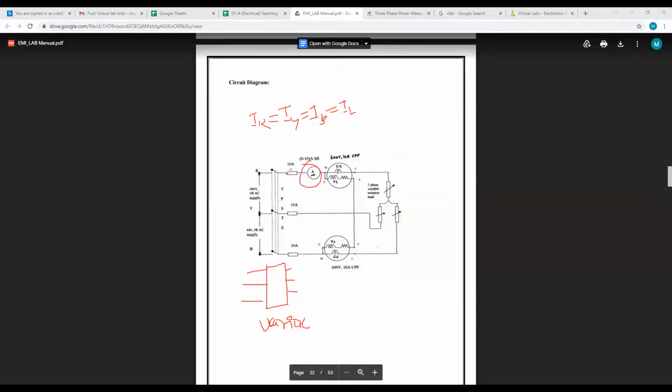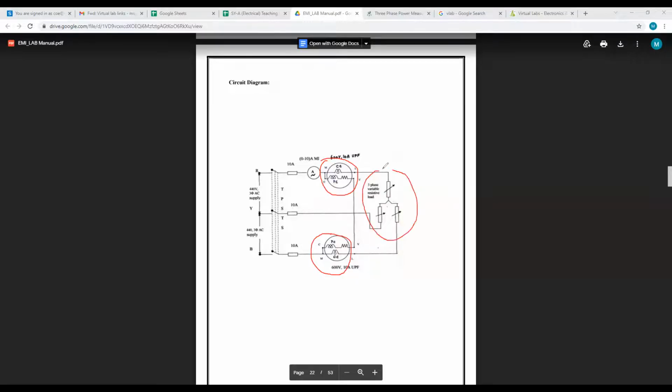And to measure the voltage between one line and another line, here we have to connect one voltmeter. Next, the wattmeters we have to connect here now. This is wattmeter 1, and this is wattmeter 2. Okay. Next, this one is the load, the variable load we are going to call it.